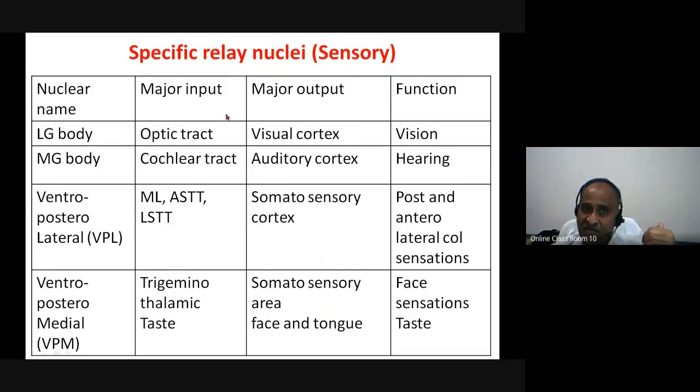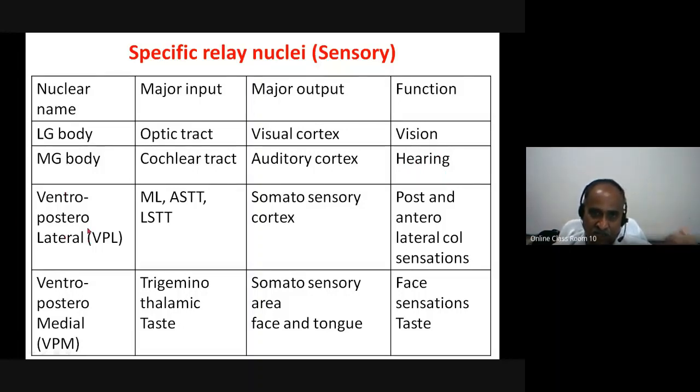Here is the nuclear name, what is the input, where the output goes, and what is the function. We have a lateral geniculate body that receives the input from the optic tract, and it goes to the visual cortex. The purpose is for vision. The medial geniculate body receives from the auditory pathway, the cochlear tract, and from this it will go to the auditory cortex in the temporal lobe, and it is for hearing. Then ventroposterolateral.